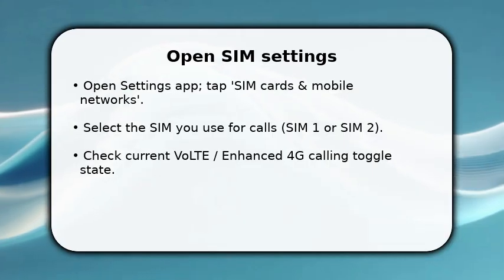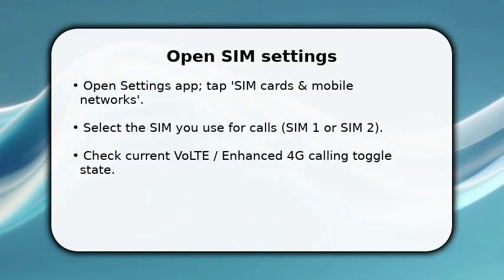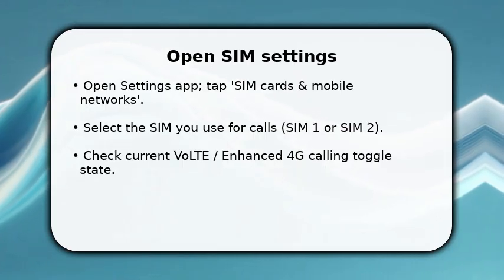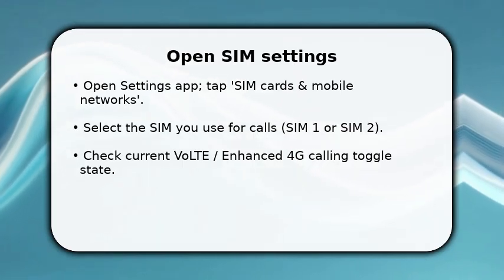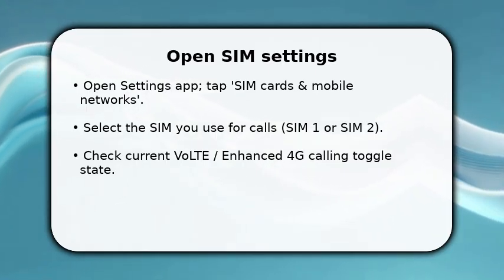You start by opening Settings and going straight to SIM cards and mobile networks. Once there, choose the SIM slot used for voice. You want to see the VoLTE LTE or Enhanced 4G calling option. This is where you will act.